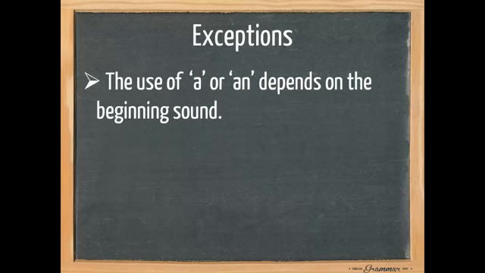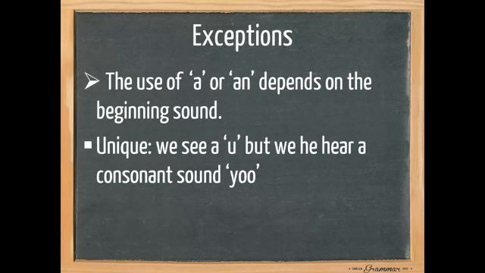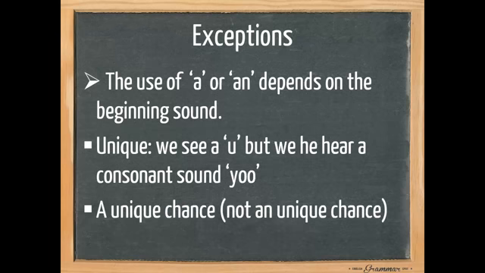Another exception. The use of a and an depends on the beginning sound. Unique. We see a U, but we hear a consonant sound, "U". So what do we do here? A unique chance and not an unique chance. So remember, you have to listen carefully to how the word is pronounced, and then you choose whether you use a or an.